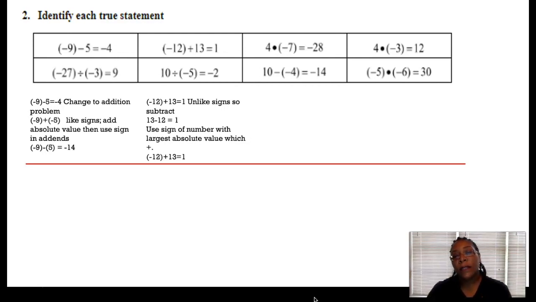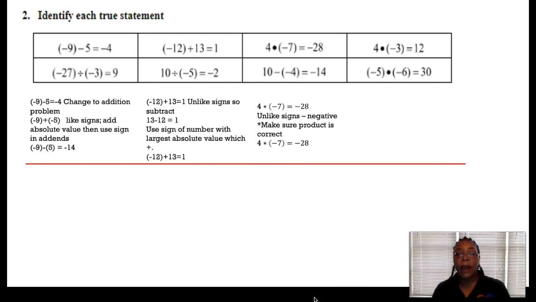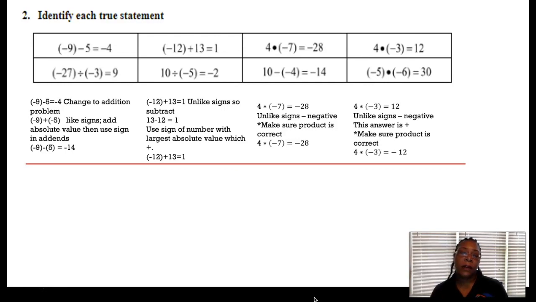So 4 times -7 is equal to -28. Again, the rule for multiplying and dividing: ignore the signs, multiply or divide, and then look at your signs. Here I have 4 times 7, which is 28. They're unlike, so it should be negative. My answer is negative. This is correct. 4 times 3 is equal to +12. Well, first I look at my signs. These are unlike. My answer should be negative. I don't even need to go any further. That is incorrect.